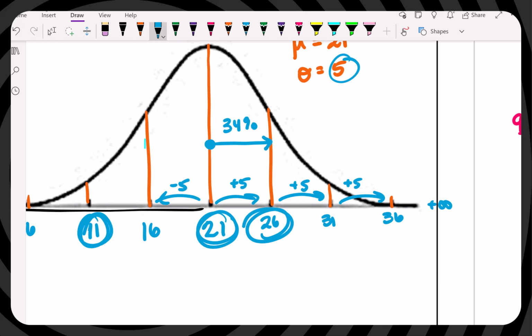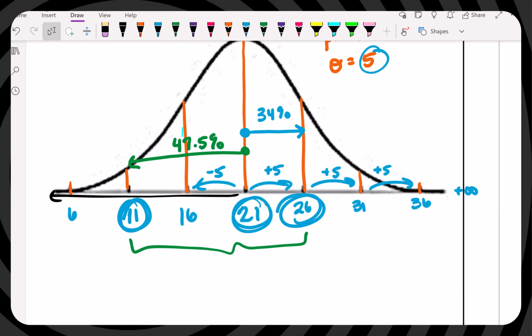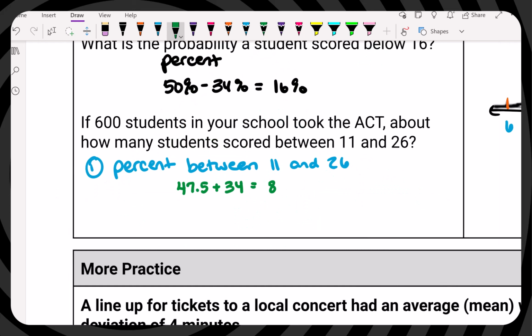So what you have to do is you have to have 68. That's 34%. Now I'm going to change colors and I'm going to go from the mean back to 11. Now that I don't have that number, but I do know that I can take half of 95 because it's 2 standard deviations below. So half of 95 is 47.5%. And if I want to go all the way from 11 to 26, all I have to do is add those two numbers together. Okay, and when you add them together, you get 81.5%. And they are asking how many students. So now we're ready for the second part.